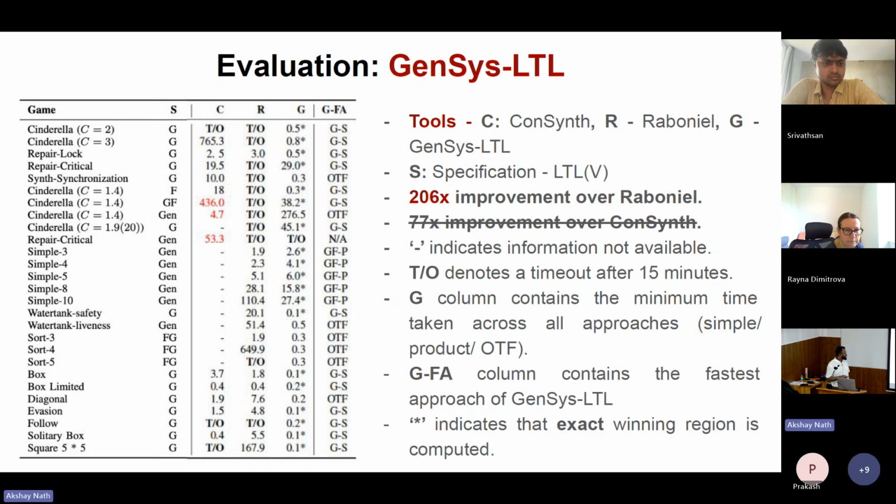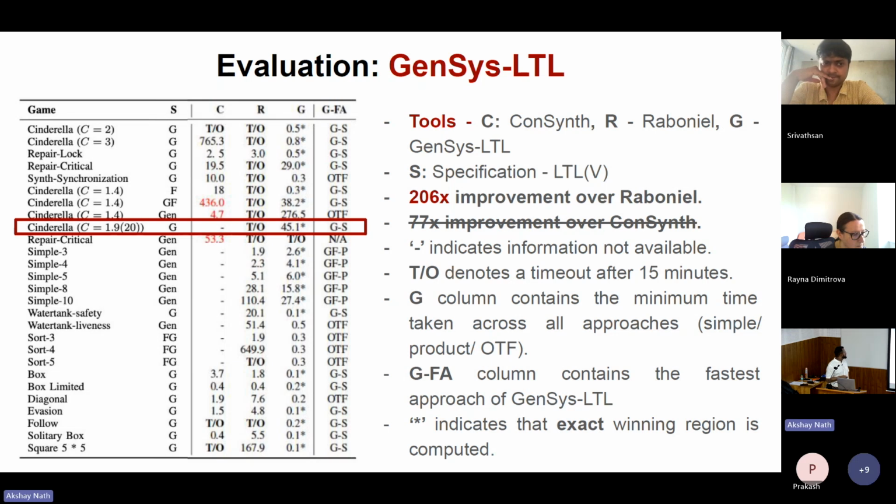So here you're computing the exact winning region first and the strategy associated with that. If you look at the star here, the star tells us that the exact winning region is computed in each of these cases. Just to keep in mind, the on-the-fly approach that we have may not compute the exact winning region always. It can give you a controller that is sound, but it may not capture the entire winning region.